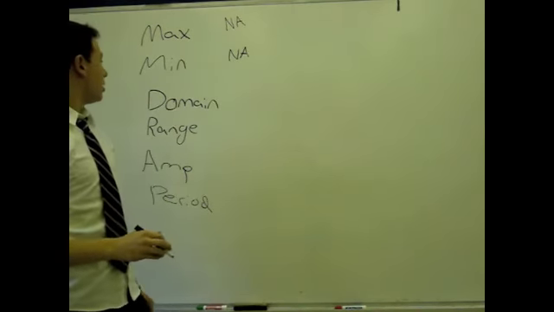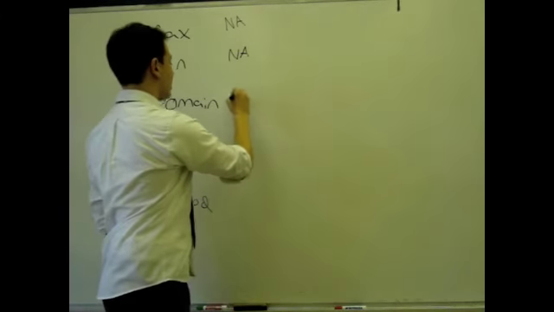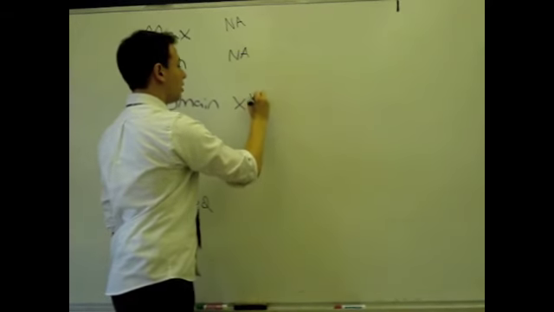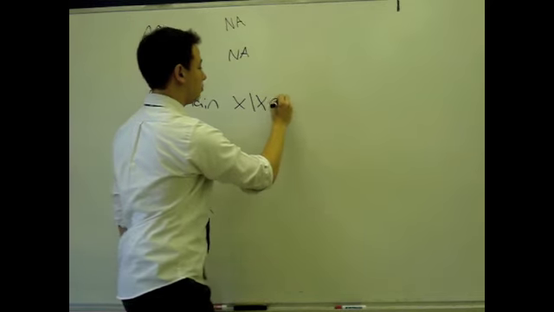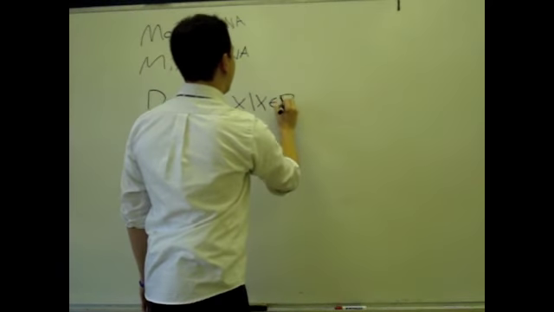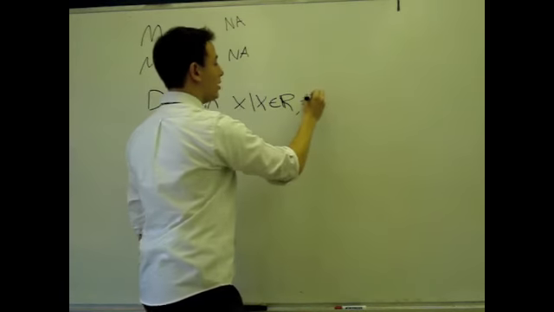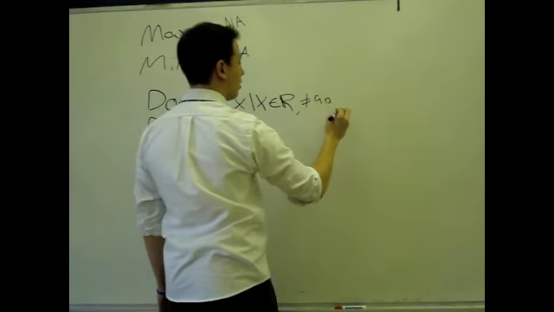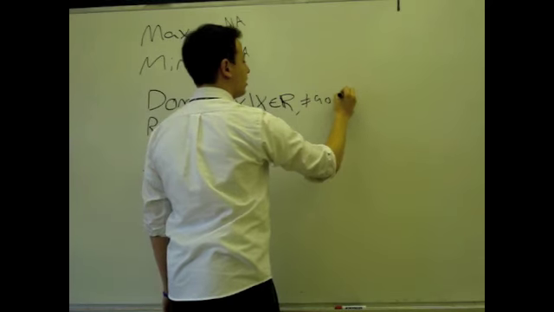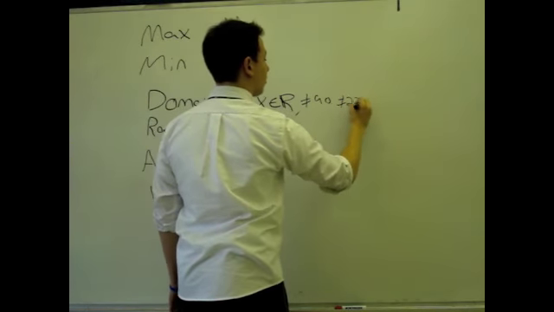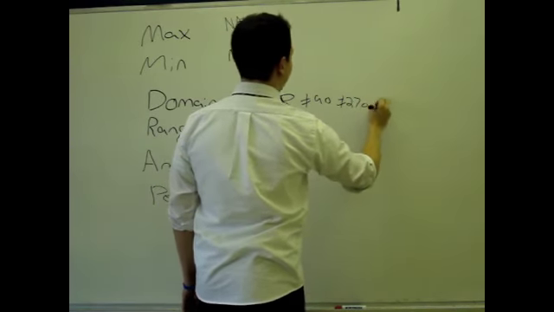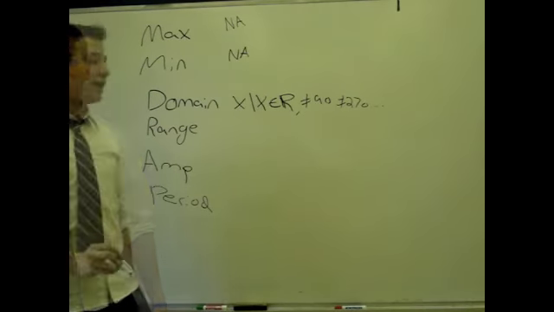There is no minimum. The domain is x. It can be all real numbers, except x cannot be 90 degrees, 270 degrees, continuing on that pattern, increasing by 180. That's because of the period.